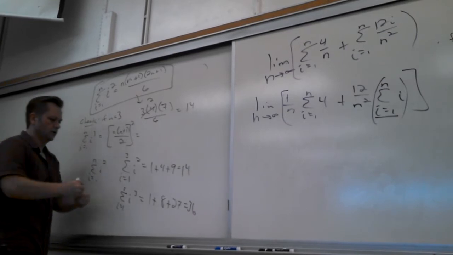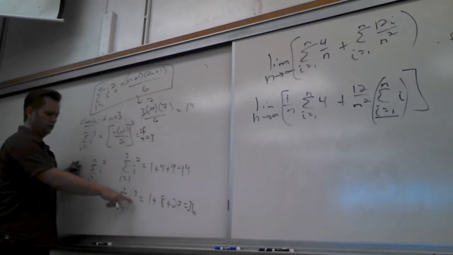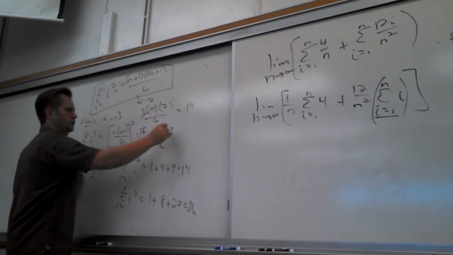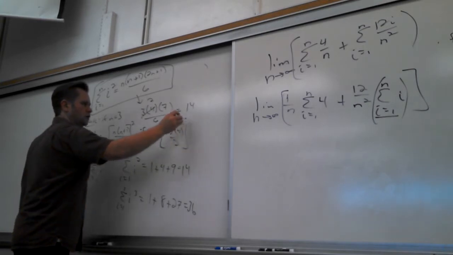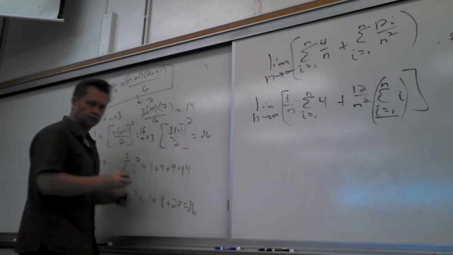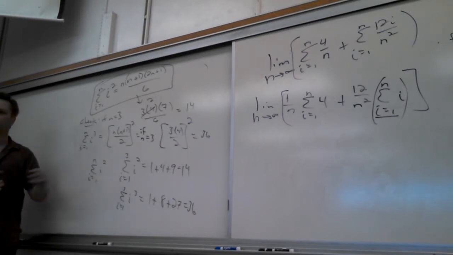Alright, so let's check it out. If n is 3, what's this becoming here? 3 times 4 divided by 2 squared. 6 squared. 36. Alright, good. Alright, so that's not a proof. It's definitely not a proof, because maybe that's the only number it works for.